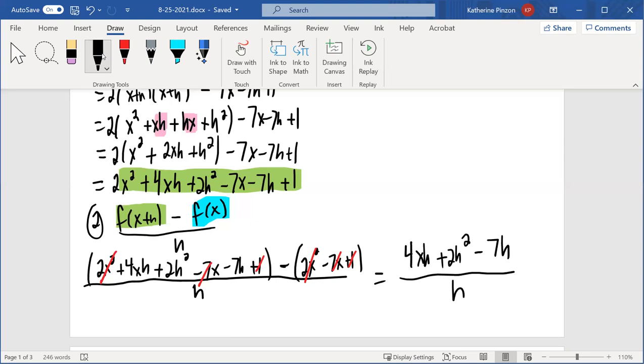So I take the h away from here. I take one of the h's away from here, and I take the h away from there. Kind of like factoring it out, right? If you want to think about factoring out the h. Okay, so I have 4x plus 2h minus 7.